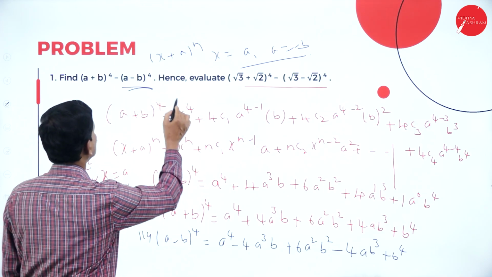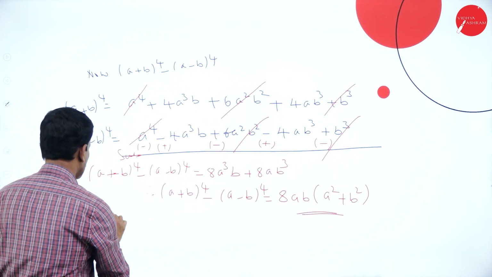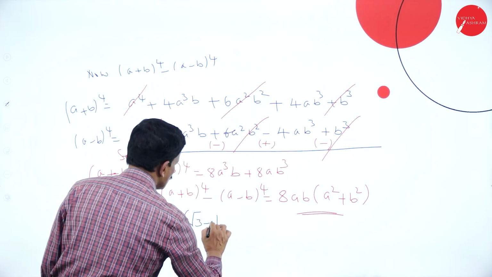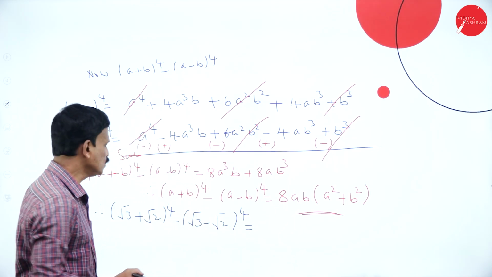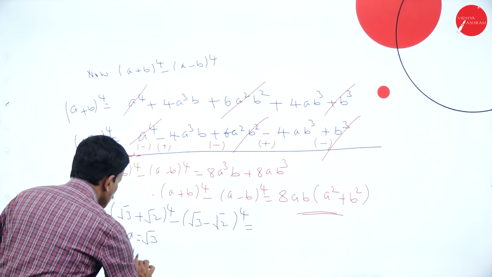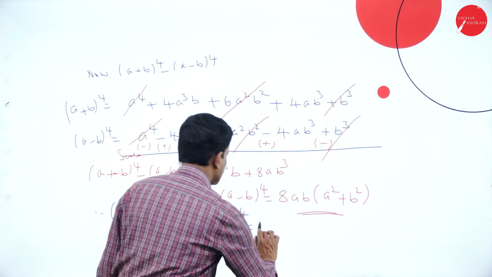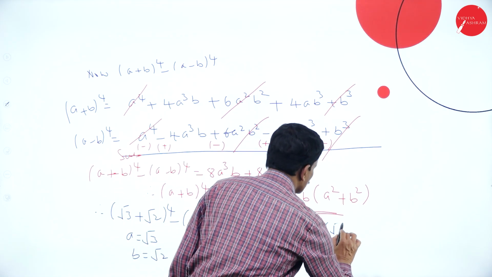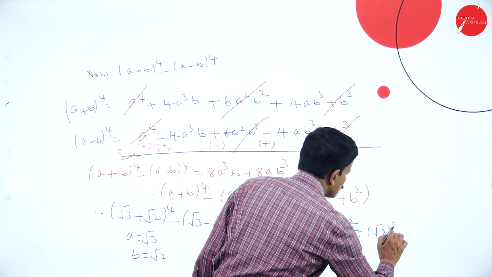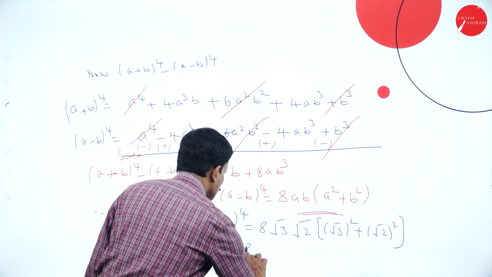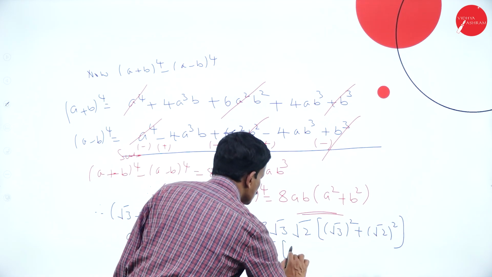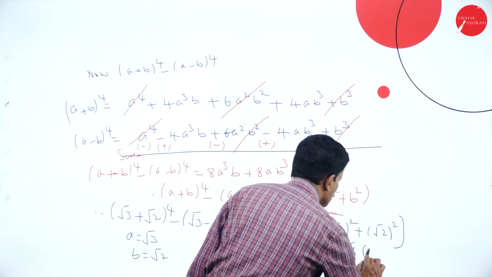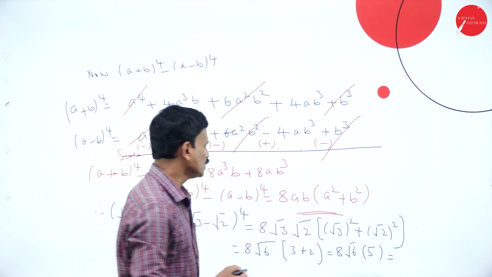Now to find the value of, hence evaluate, (root 3 plus root 2) whole to the power of 4 minus (root 3 minus root 2) to the power of 4 is equal to, just put a is equal to root 3, b is equal to root 2. So what you will get? 8 into a is root 3, b is equal to root 2, into a square plus b square, (root 3) whole square plus (root 2) whole square. So this is equal to 8 into 3 2s are 6, root 6 into 3 plus 2. So this is equal to 8 root 6 into 3 plus 2 is 5. That's equal to 8 into 5, 40 root 6.